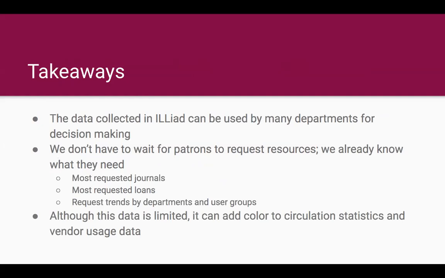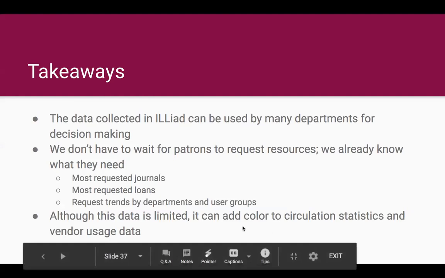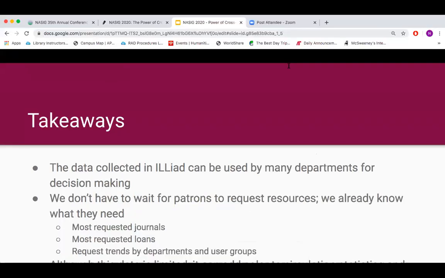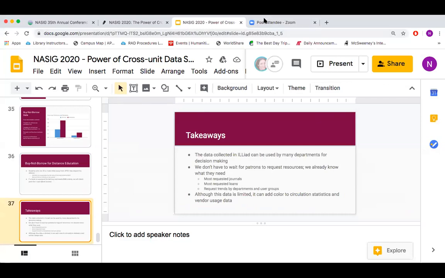So the takeaways from this portion of the presentation match Megan's pretty heavily. The data collected in ILLiad can be used by many departments for decision making. And we don't have to wait for patrons to request resources. We already know what they need, and we can find that out through what they are requesting through interlibrary loan. And although the data is a little bit limited, it can add color to circulation statistics and the vendor usage data that you receive annually from vendors. And so that is my portion of the presentation, and I can turn it back over to our host.